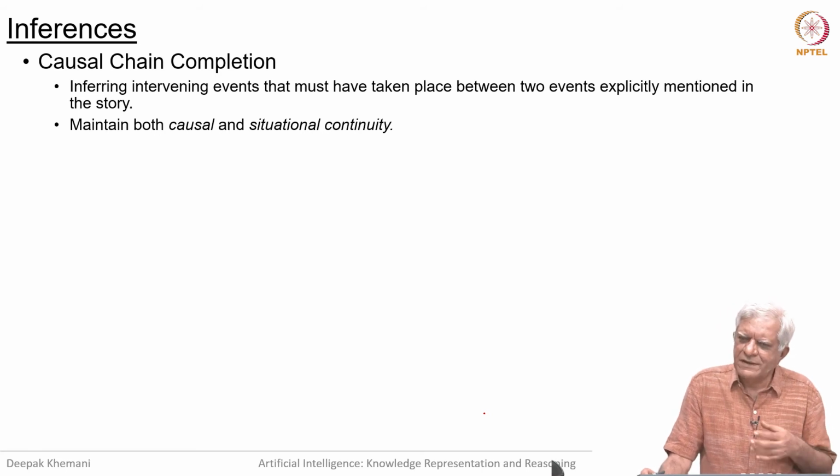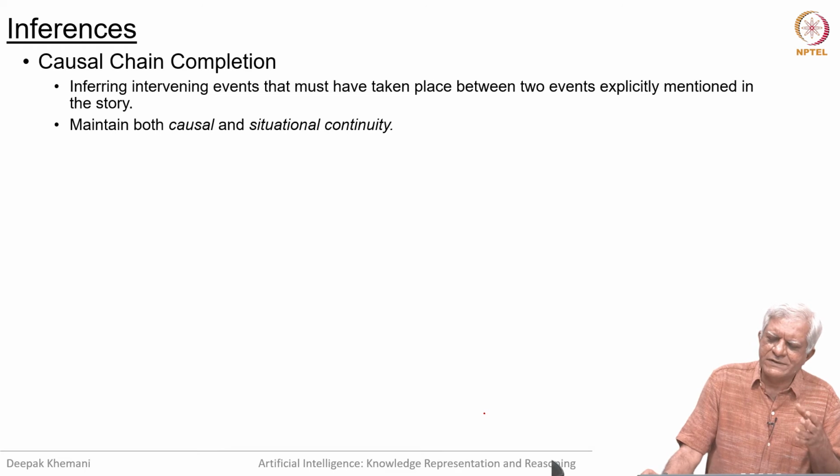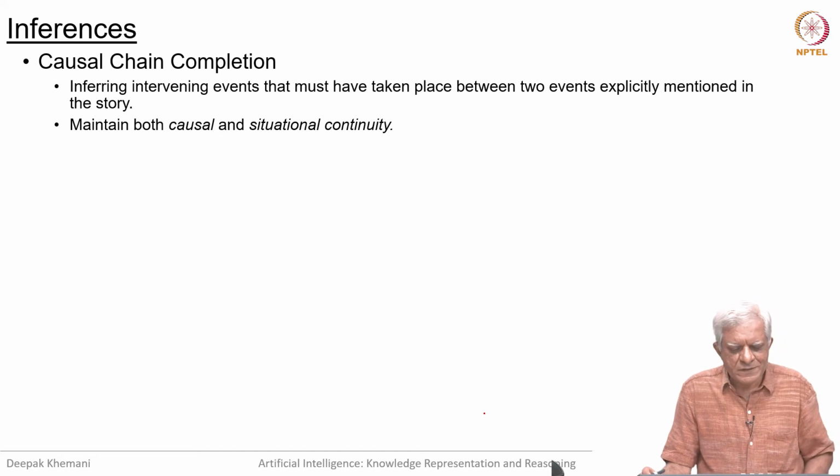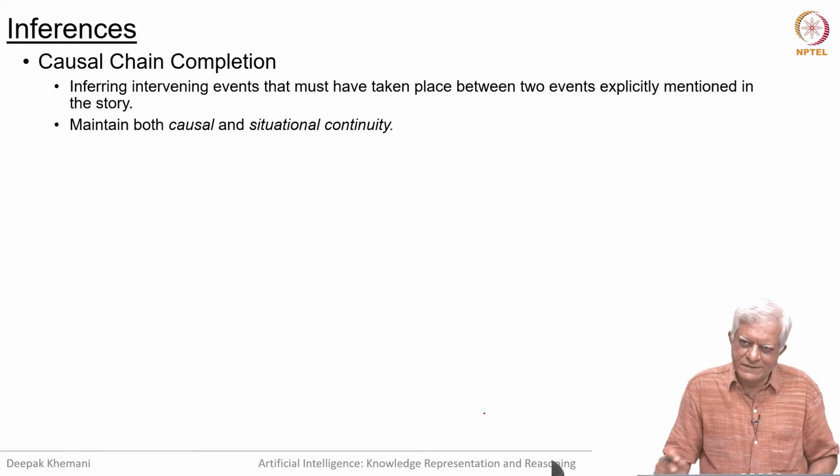So, for example, if I tell you that I went to the cinema and I saw this film, you know that I would have bought a ticket and then I would have shown the ticket, and only then the doorman would have let me inside and so on. We can fill in all that stuff because we have this background knowledge represented in the form of scripts.